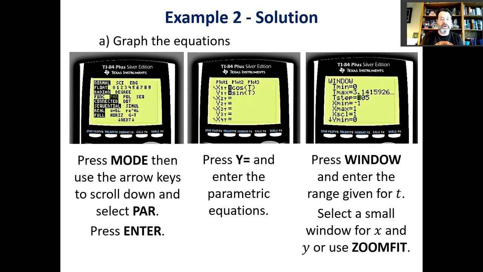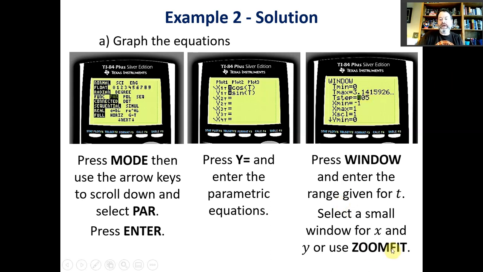So here's how you graph it on your calculator. Go ahead and just pause this and type all this stuff in your calculator right now. Right, go to Parametric, type in the equations, type in the t min and max here. The t step is up to you. Anything between like 0.05 and 0.5 works fine usually.